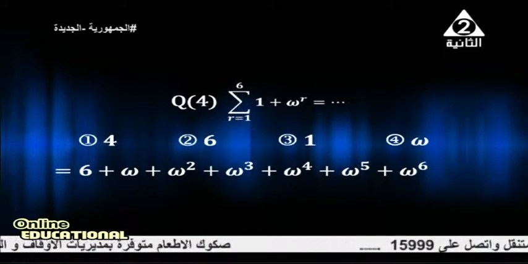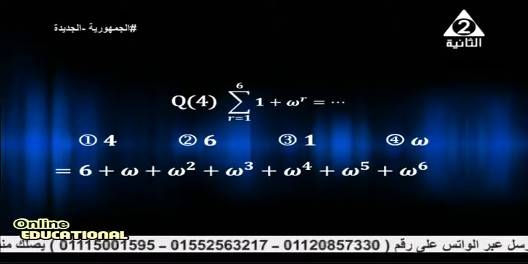Also, omega power 4 plus omega power 5 plus omega power 6 also equals what? 0. Why? Because omega power 6 is omega power 3 squared, which equals 1. Omega power 5 equals omega power 2. Omega power 4 equals omega. Then the correct answer is 6.